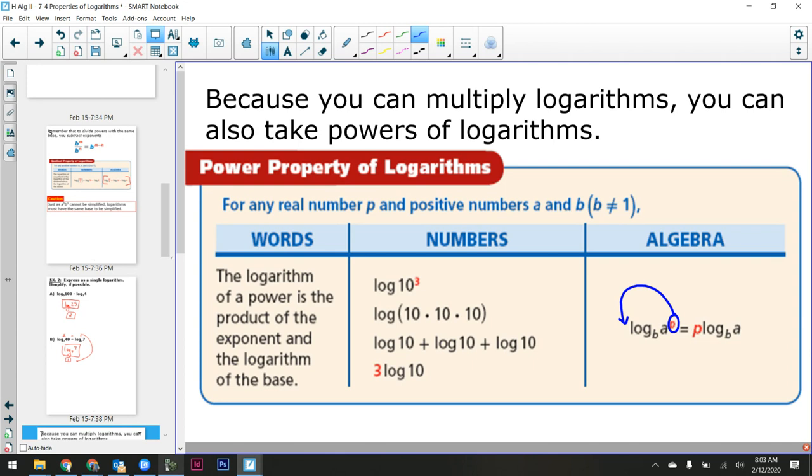So what does multiplication mean? Multiplication inside the log means what of the logs? Addition of the logs. So this would be log base b of a plus log base b of a plus log base b of a. How many of those do I have? 3 log base b of a's. That's why this property holds. You see that?